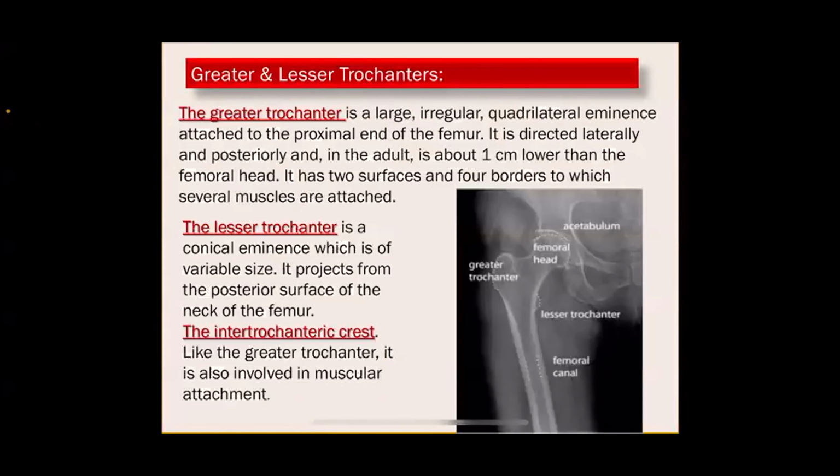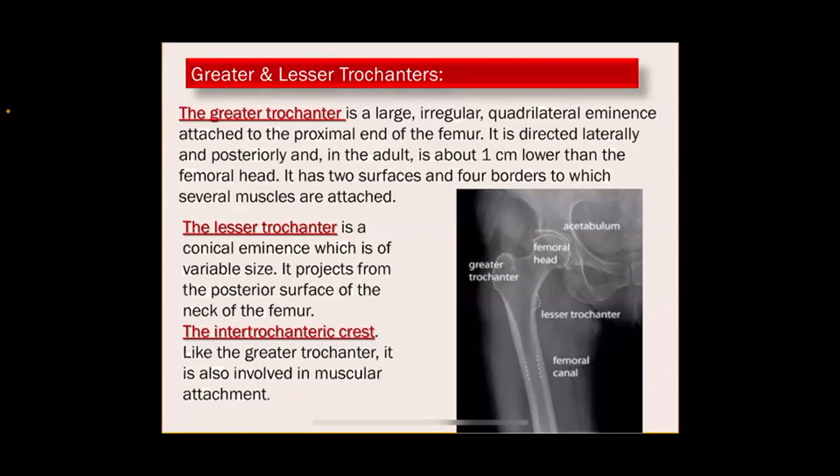The greater and lesser trochanters. The greater trochanter is a large, irregular, quadrilateral eminence attached to the proximal end of the femur. It is directed laterally and posteriorly in adults, and it is about 1 cm lower than the femoral head. It has 2 surfaces and 4 borders to which several muscles are attached.